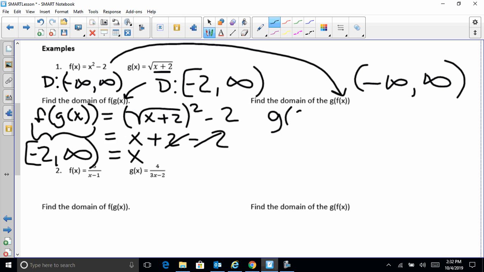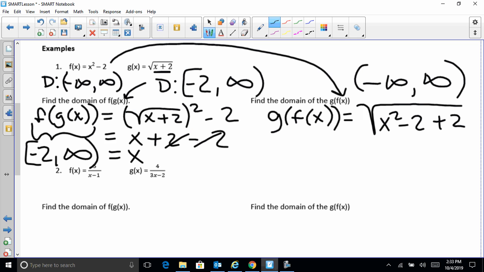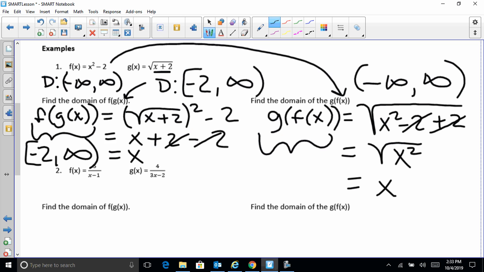So the g of the f of x is equal to, we're plugging in to our radical, replacing x with our f. So that's the square root of x squared minus 2 plus 2. We're cleaning that up. These cancel out. Square root of x squared, which is x. So there's no restrictions to that either. So the domain for that composite is negative infinity to positive infinity.